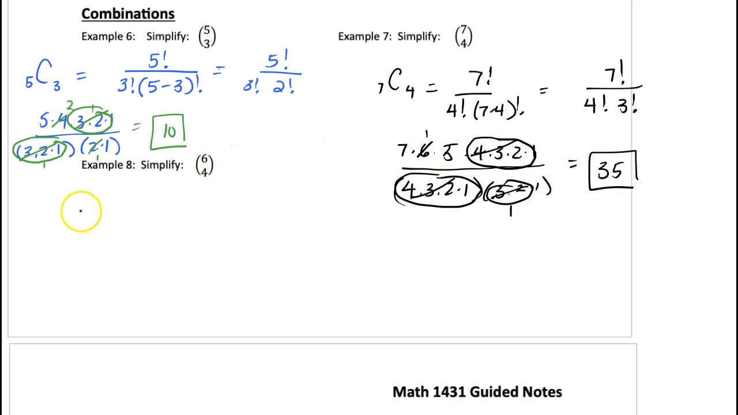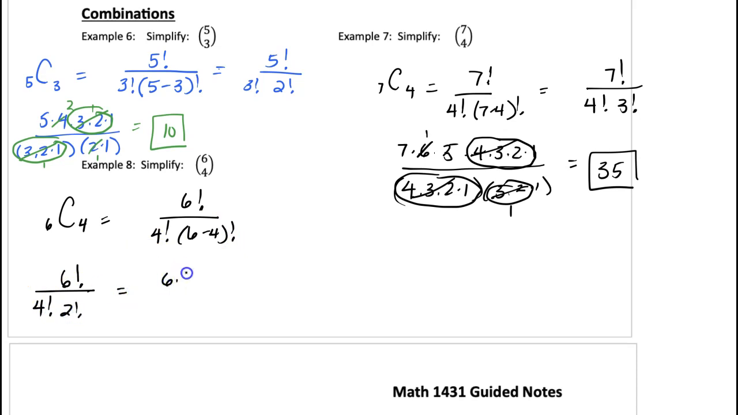And finally, 6 combination 4 would be 6 factorial over 4 factorial, and 6 minus 4 factorial becomes 2 factorial. And then I'll take a minute to write down all of the different factors.